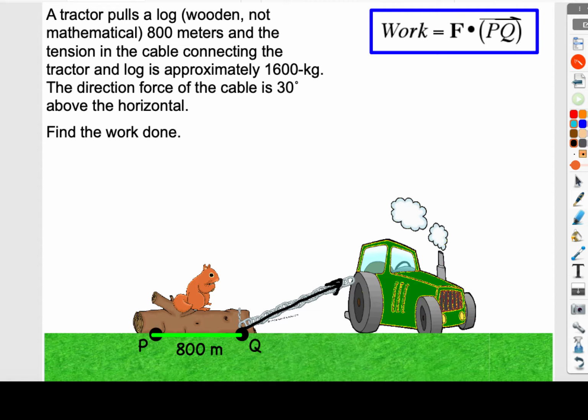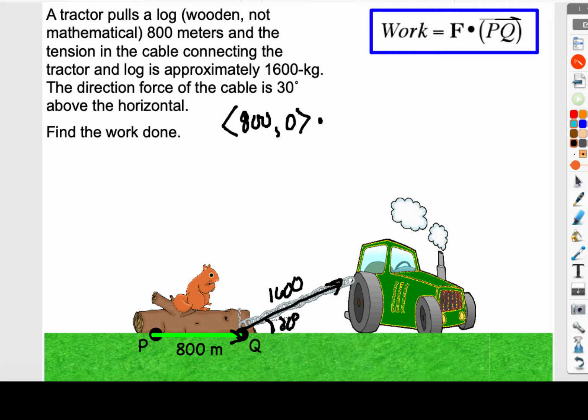So what we want to figure out is, again, your tractor is going to pull a log, a wooden one, not a mathematical log, 800 meters, and the tension in the cable connecting the tractor and log is about 1,600 kilograms. So our magnitude of our chain is 1,600 kilograms with a 30-degree angle of elevation to the ground. But we're going to pull the log 800 meters directly along the ground. Well, let's set up a couple of vectors. Our direction vector would be 800 meters to the right, comma, 0 meters up and down.